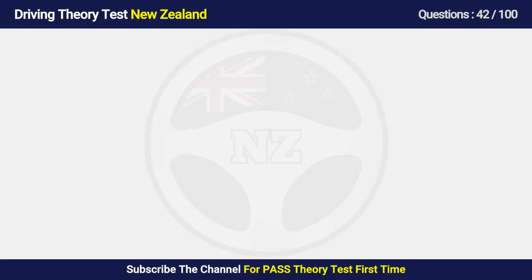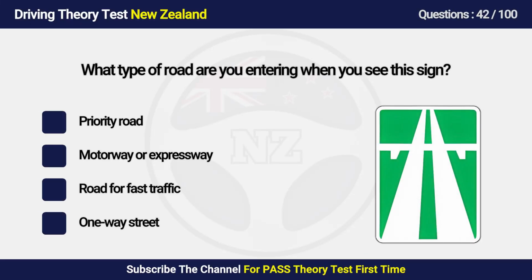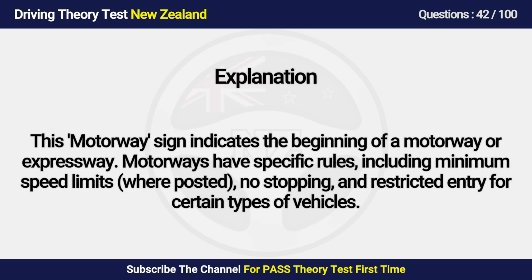Question 42. What type of road are you entering when you see this sign? A. Priority road, B. Motorway or expressway, C. Road for fast traffic, D. One-way street. Answer is B. Motorway or expressway. This motorway sign indicates the beginning of a motorway or expressway. Motorways have specific rules, including minimum speed limits where posted, no stopping, and restricted entry for certain types of vehicles.